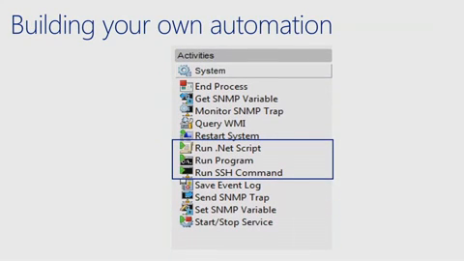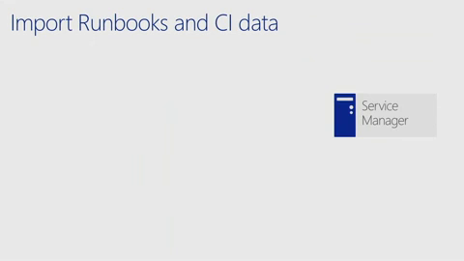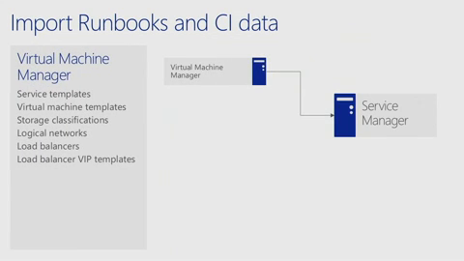So things like run .NET script, run program, run SSH command. It just enables you to pretty much control anything from within Orchestrator. Anything that's got an API that we can plug into, we can really extend and really start to do some cool stuff from an orchestration perspective. And it's pulling information from all over the place.